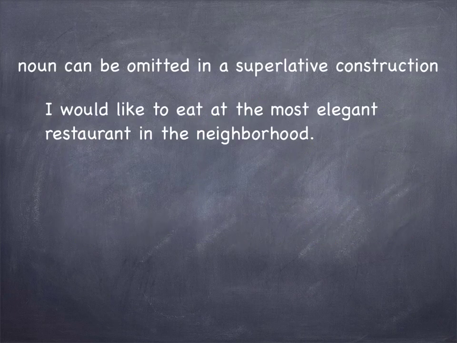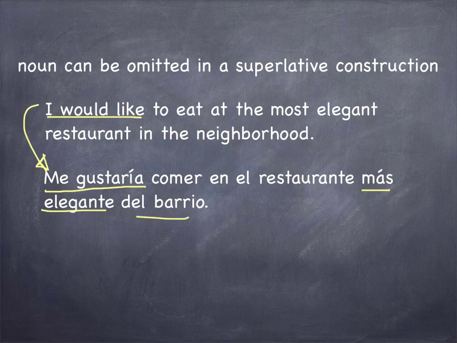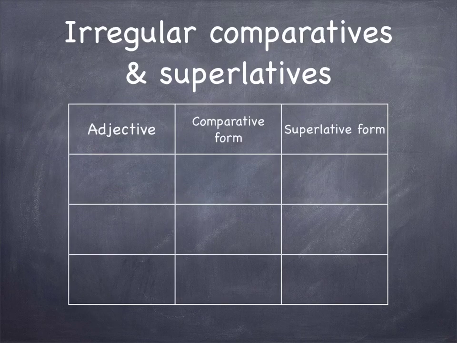So when we have superlative constructions, the noun can be omitted. For example, if I want to say, I would like to eat at the most elegant restaurant in the neighborhood, in Spanish, I can simply say, me gustaría, would like, so remember, conditional, comer en el restaurante más elegante del barrio. So just like any other verb and any other concept that we've seen, there are also irregular comparatives and superlatives. So we're going to take a look at the most common ones.